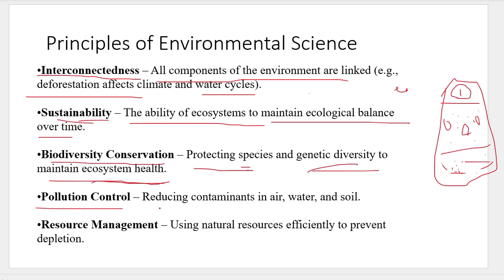Pollution control: reducing contamination in air, water and soil. Resource management: using natural resources in an efficient way so that we do not deplete them. If we do not use natural resources efficiently, it is going to affect our future generations. So it is important to use natural resources efficiently to prevent depletion.